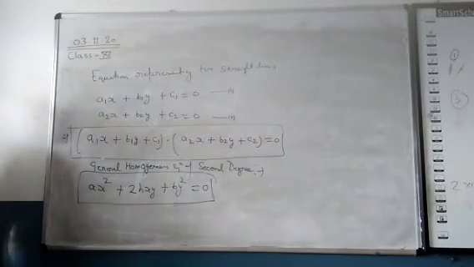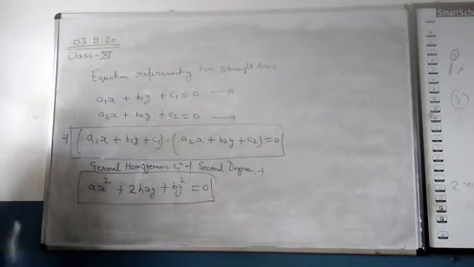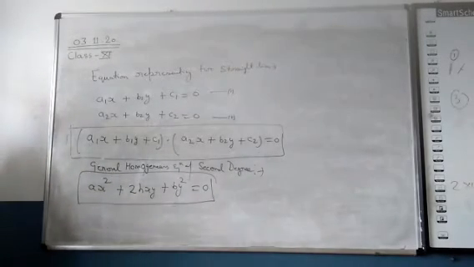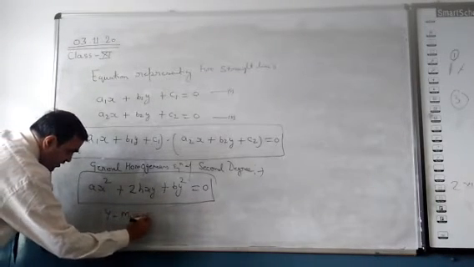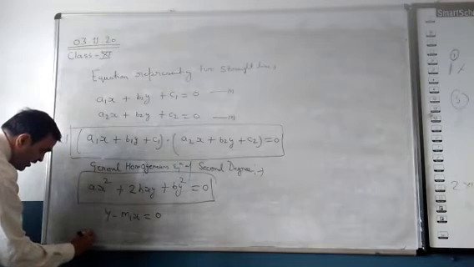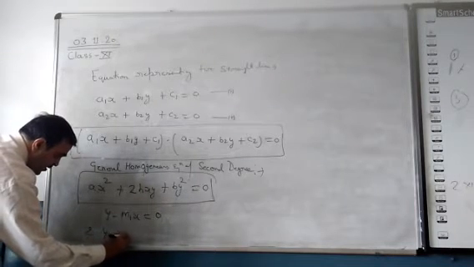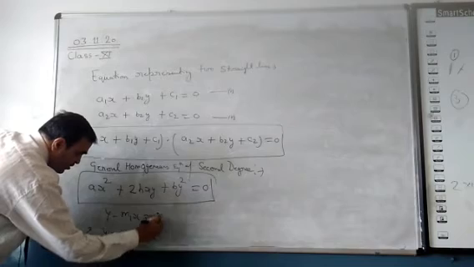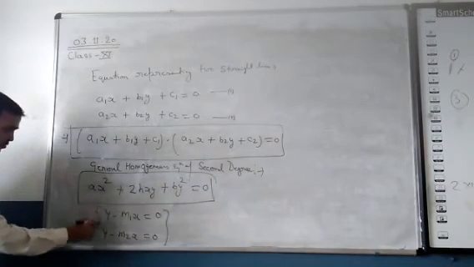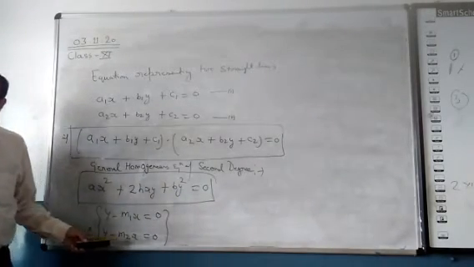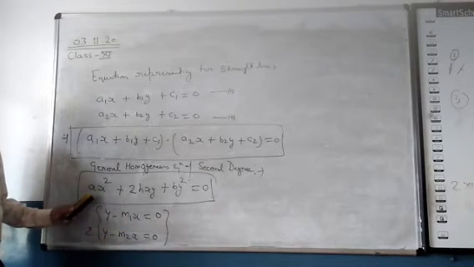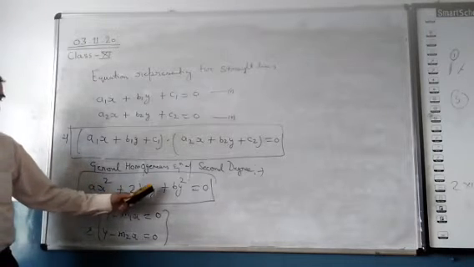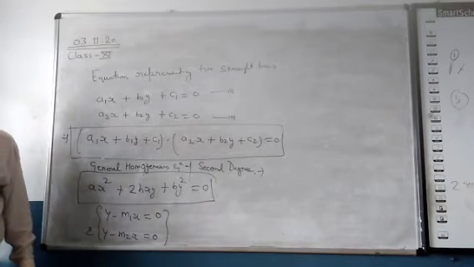And write down the separate equations for two lines. The first line is y minus m1x is equal to 0, and the second line is y minus m2x is equal to 0. These are two separate lines. And the general homogeneous equation is ax square plus 2hxy plus by square equals to 0.